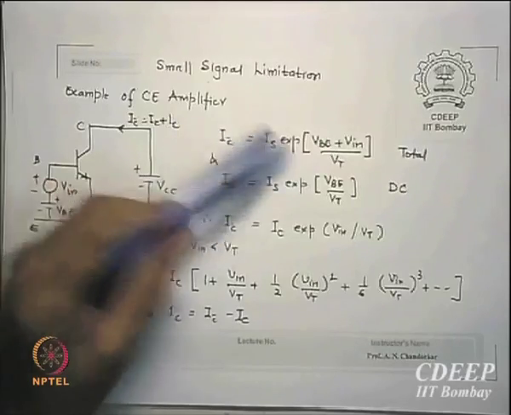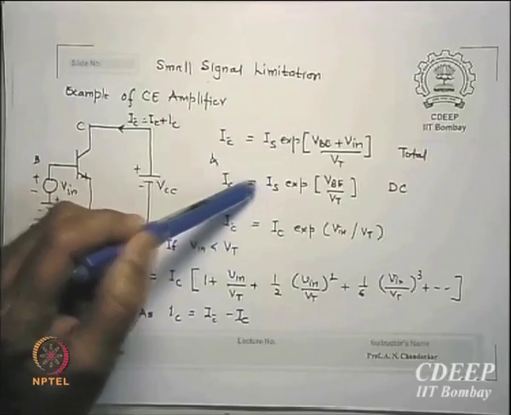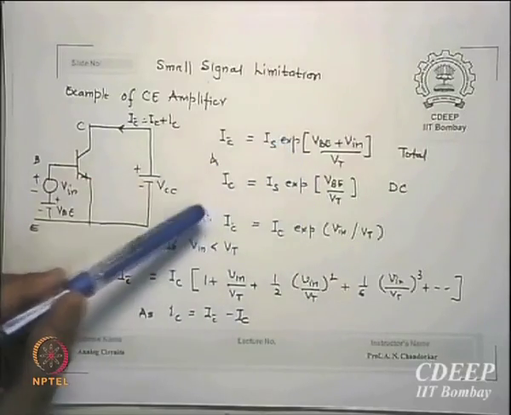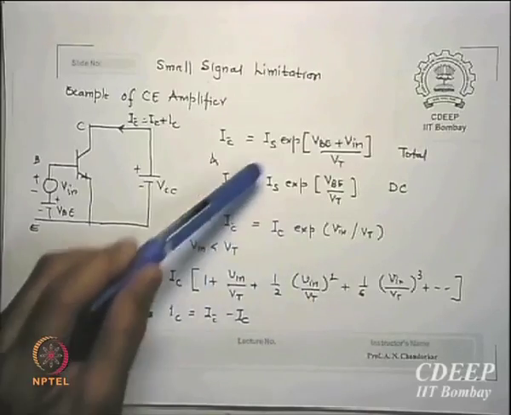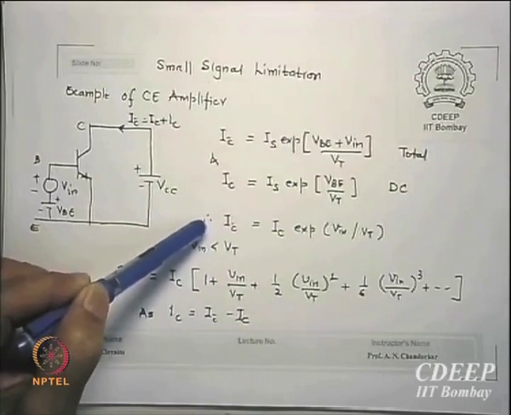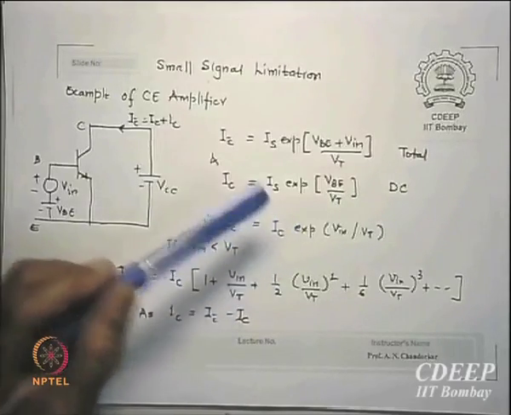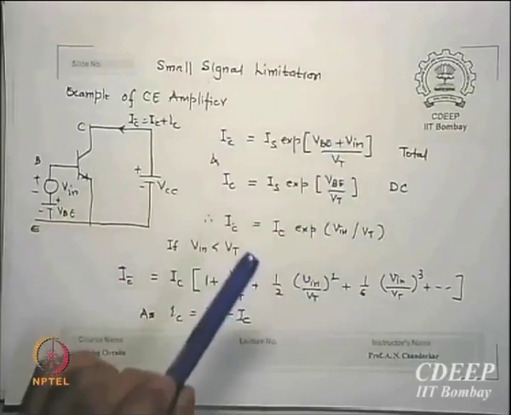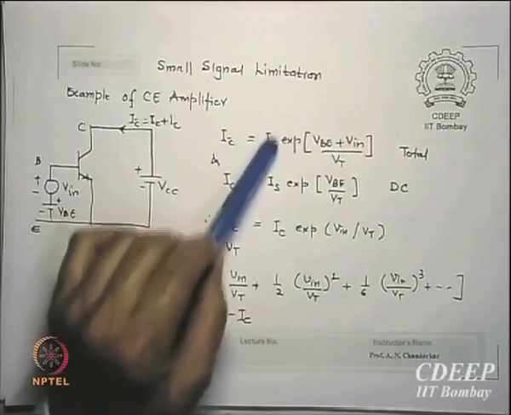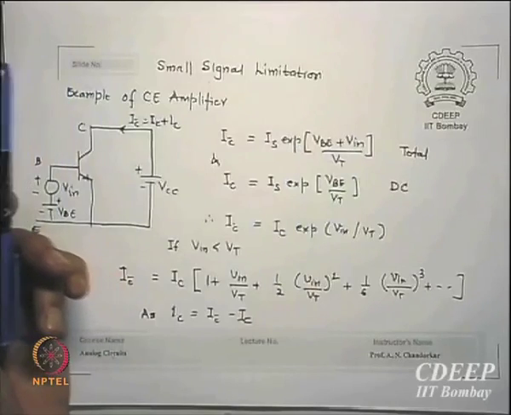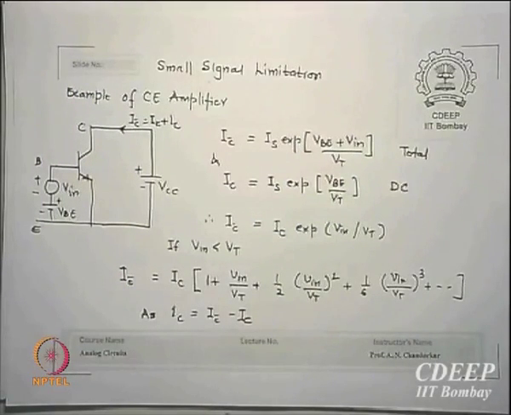If I say this is the total current, and if I take the DC part, IC is equal to IS exponential VBE by VT. No Vin added, so this is DC, and the other is total. So what is the AC part in that? The total is therefore IC times exponential Vin by VT. Just substitute here, so you get total IC equal to DC IC times exponential Vin by VT. Is that okay? You substitute this term in this. So IC, which is IS exponential qVB by kT, is the DC IC, and the remaining term is exponential Vin by VT. Exponential e to the power a into e to the power b is e to the power a plus b. Is that correct? That is the formula I use.